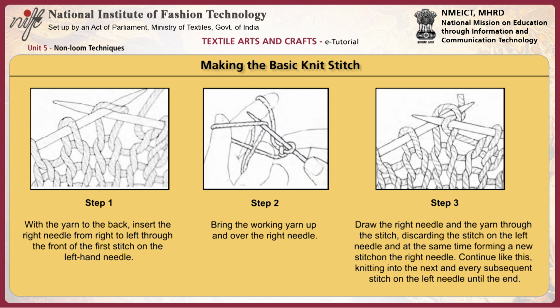Draw the right needle and the yarn through the stitch, discarding the stitch on the left needle, and at the same time forming a new stitch on the right needle. Continue like this, knitting into the next and every subsequent stitch on the left needle until the end.